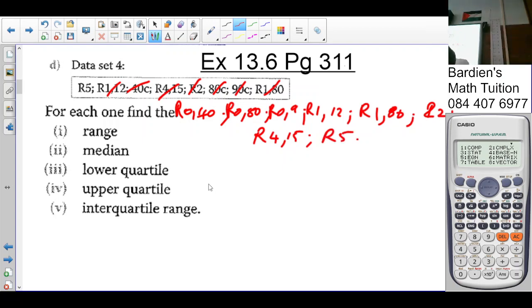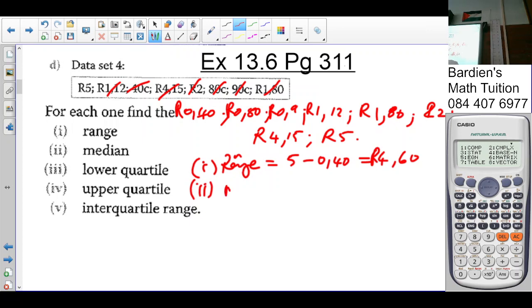So number 1, they ask you to work on the range. The range is the highest value minus the lowest value. So it's 5 rand minus 0,40, which is 4 rand and 60 cents. Not so. Right.